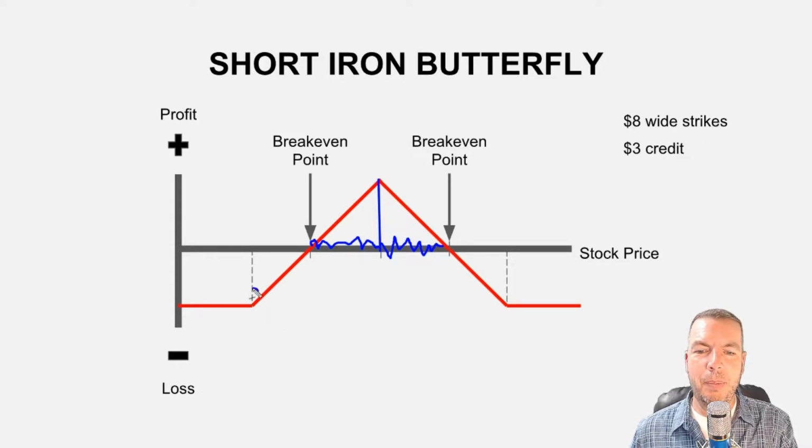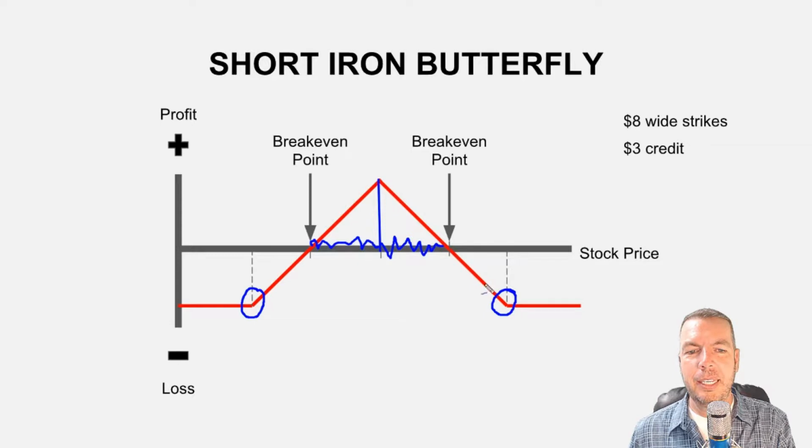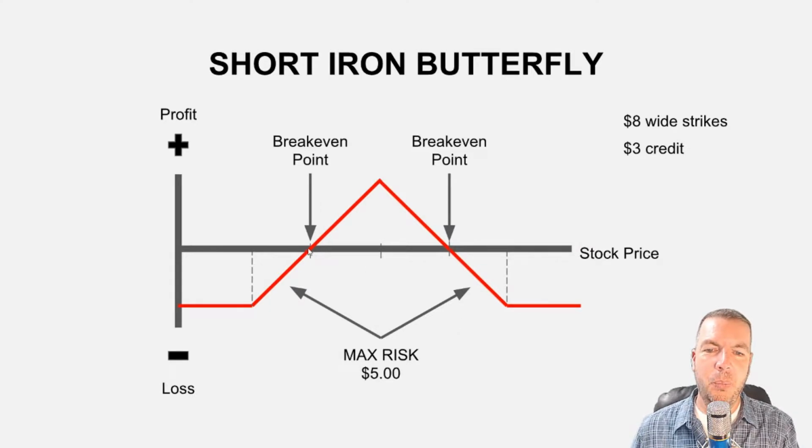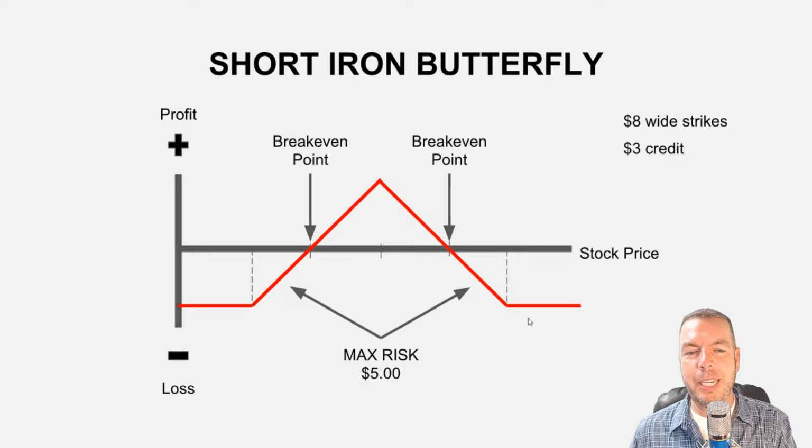Well, remember we have our protective put here, and we have our protective call. Now the difference between the $3 that we collected and the $8 wide strike is $5. So the max risk in this trade would be $5, because once we pass our break-even points, until our protective put and our protective call start to actually make money for us at expiration, we're going to have a difference of $5. Now that would be our max risk in this trade.